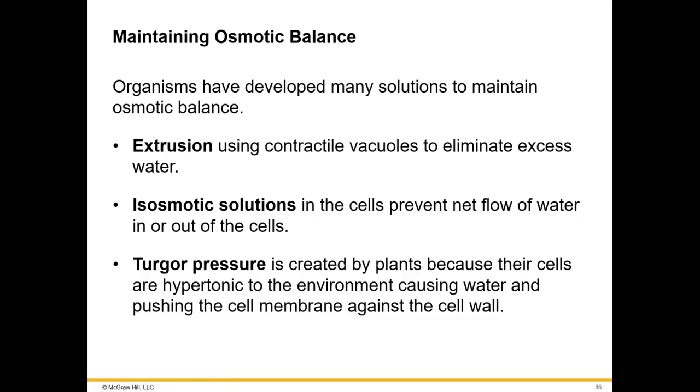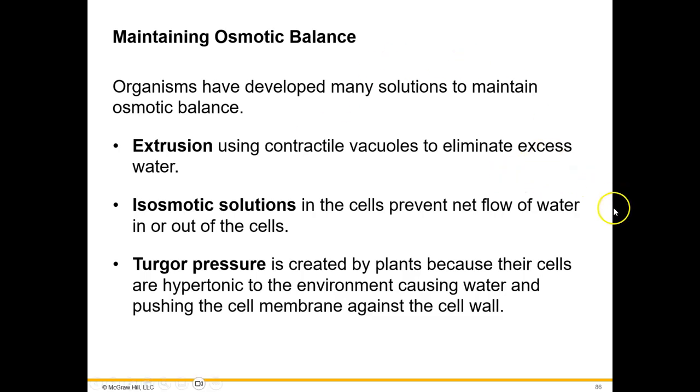Organisms have developed lots of solutions to maintain osmotic balance, and extrusion is what happens when we're using those contractile vacuoles to eliminate excess water. So like that video that we saw of the paramecium, which is one of our protists, that's an example of extrusion, where we are contracting that vacuole to eliminate excess water.